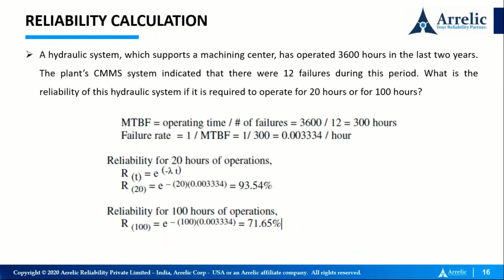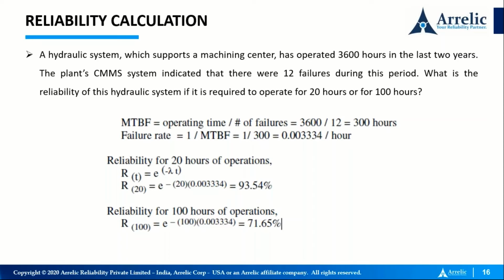Example here: a hydraulic system which supports a machining center has operated 3,600 hours in the last 2 years. The plant CMMS system indicated that there were 12 failures during this period. What is the reliability of this hydraulic system if it is required to operate for 20 hours or for 100 hours? So 2 calculations are required, one for 20 hours and one for 100 hours.